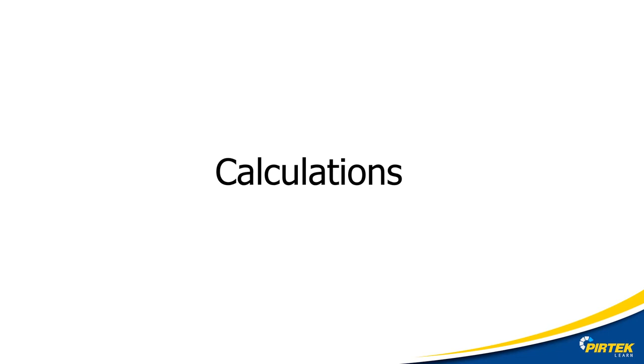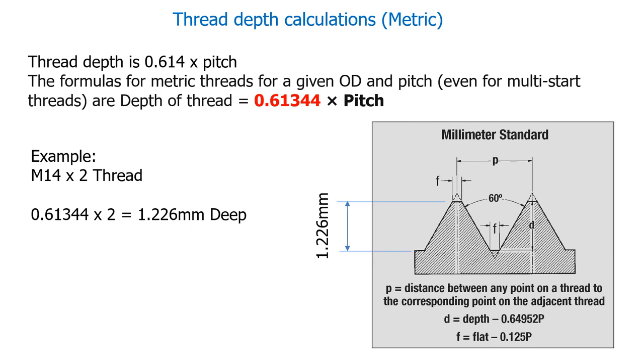Before we start machining, we need to do some calculations. Thread depth calculations. We know the outside diameter is 14 millimeters. Let's say M14x2. We know how to set our lathe gearbox for the correct pitch, or TPI if it was an imperial thread. What about the thread depth? Well, one way is to look up the thread in the Machinery's Handbook or some tables, subtract the minor diameter from the major diameter, and then halve it.